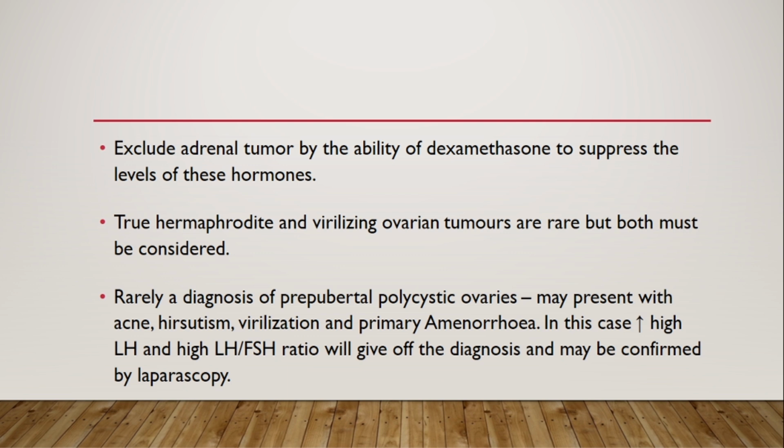Then the true hermaphrodite, which contains both testes and ovaries, produces virilization. There are also some virilizing ovarian tumors that may occur, like luteal ovarian cell tumors. Rarely, a diagnosis of prepubertal polycystic ovaries may present with virilization and primary amenorrhea.